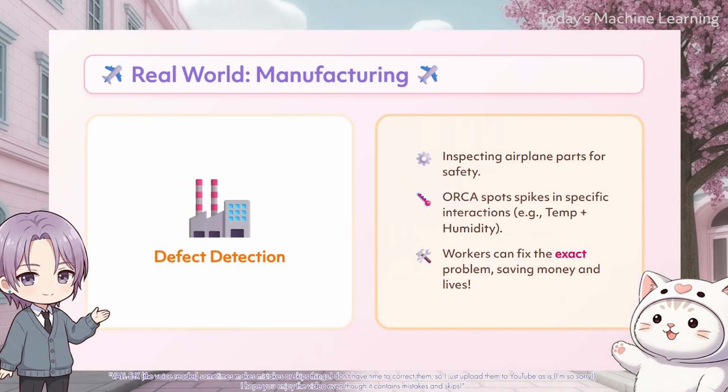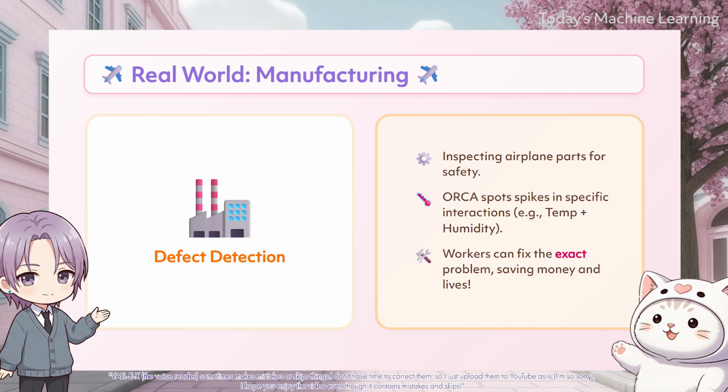Our third example is in manufacturing and building safe products. Imagine a factory making parts for airplanes. They use an AI to inspect the parts and classify them as safe or defective, based on things like the temperature of the machines, the humidity in the room, and the speed of the assembly line. If the AI suddenly starts rejecting a lot of parts, the factory workers need to know what is broken.